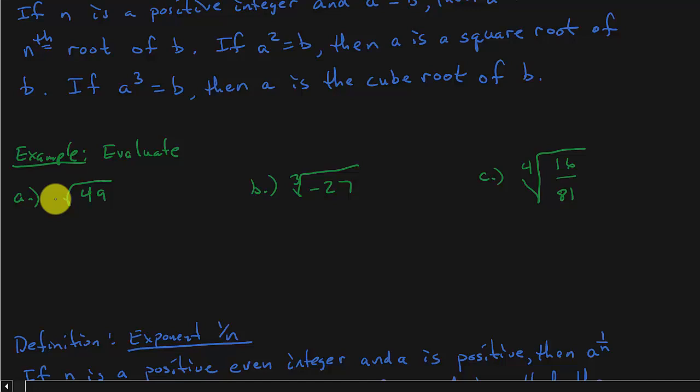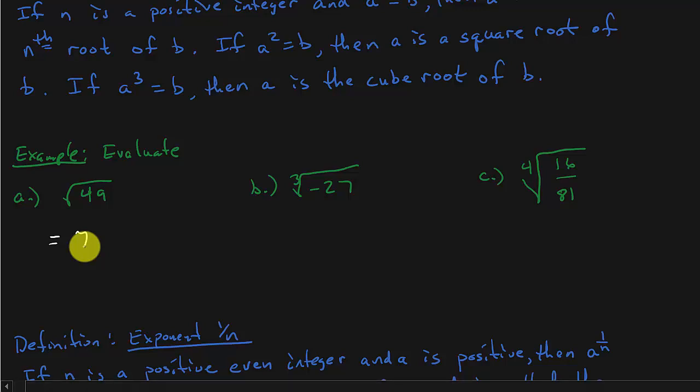Basically, we look at the number underneath the radical symbol, in this case 49, and I'm looking for the square root. So I want to know what number I can square to get 49. Well, that would be 7, because 7 squared is 49.